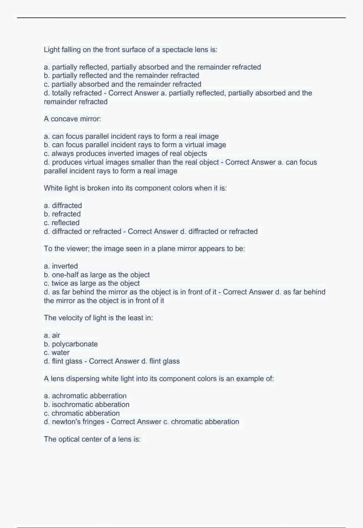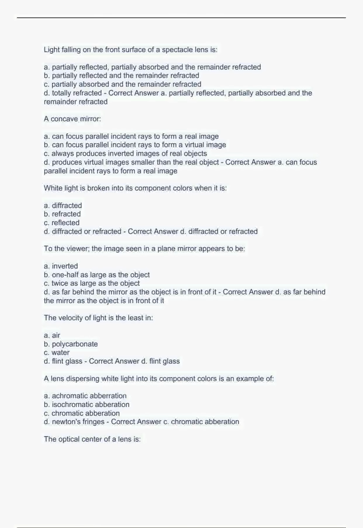The velocity of light is the least in A, air, B, polycarbonate, C, water, D, flint glass. Correct answer D, flint glass. A lens dispersing white light into its component colors is an example of A, achromatic aberration, B, isochromatic aberration, C, chromatic aberration, D, Newton's fringes. Correct answer C, chromatic aberration.